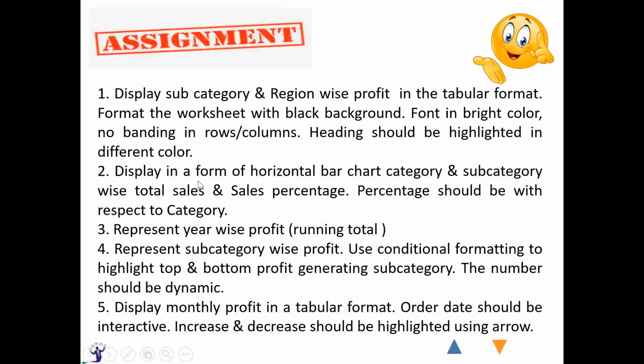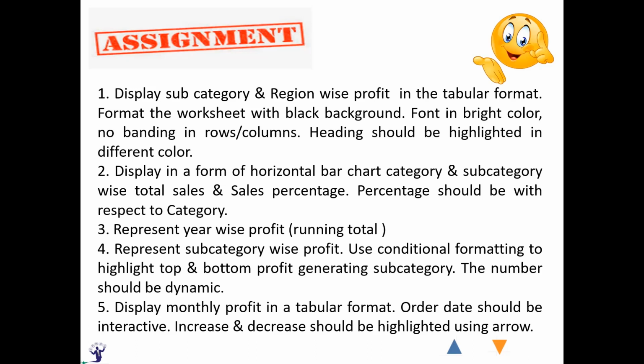Now, display in the form of a horizontal bar chart, category and subcategory wise total sales and the sales percentage. Percentage should be with respect to the category. So here I'm talking about compute using. Okay. Represent year-wise profit running total. Represent subcategory wise profit, use conditional formatting to highlight top and bottom profit generating categories. The number should be dynamic. Also in this example, highlight the top and bottom in different colors.